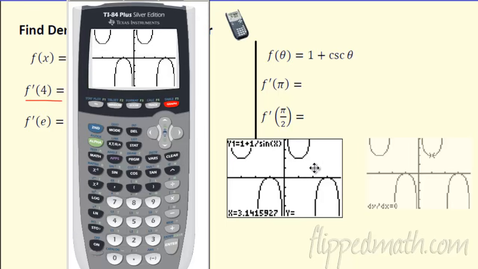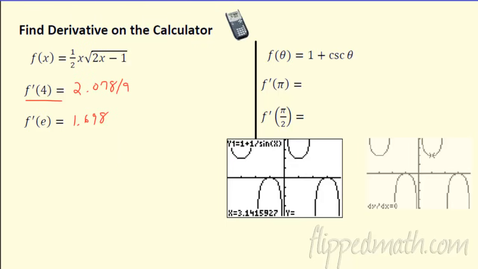First one, what happens when you put pi in? Well, pi is right here, isn't it? So that is a bummer. It's actually on this vertical asymptote, so it doesn't exist. This is impossible. There is no derivative here. It's undefined. How about pi over 2?